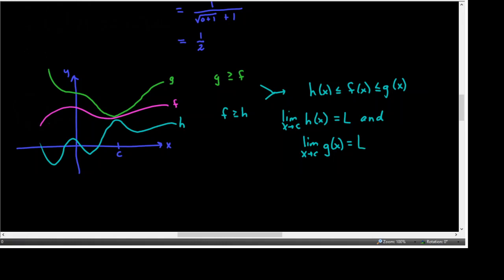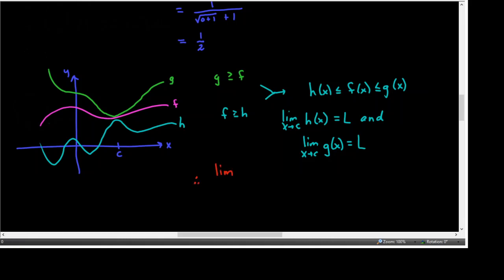And because f of x is squeezed between h and g, it's always between them or equal to one of them, and we also know that the limit for the upper function is L and the lower function is L, it means that the function f of x has to also be going to L, because it's squeezed in between.